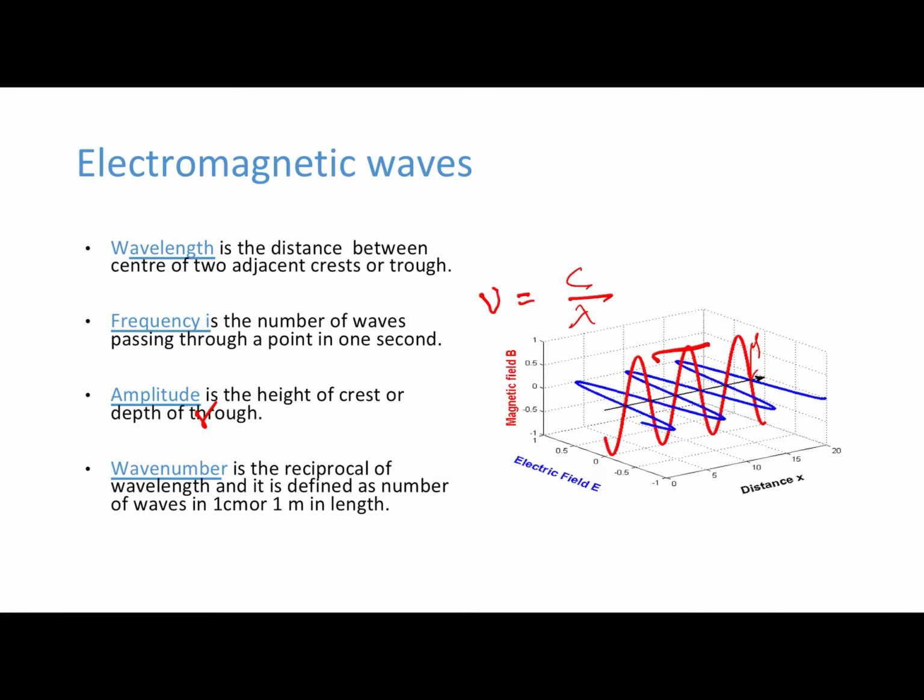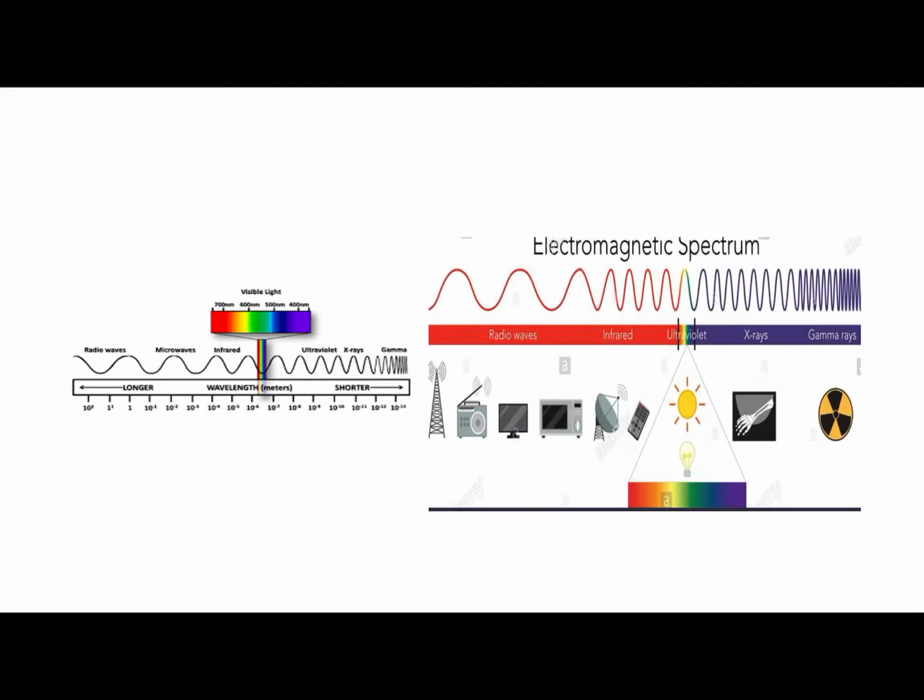Wave number is the reciprocal of wavelength, and it is defined as the number of waves in 1 centimeter or 1 meter in length. It is denoted by nu bar. An electromagnetic wave, like any periodic wave, has a frequency and wavelength that are related to the speed of the wave. Electromagnetic waves exist with a wide range of frequencies, from values less than 10 to the power 4 Hz to greater than 10 to the power 24 Hz.